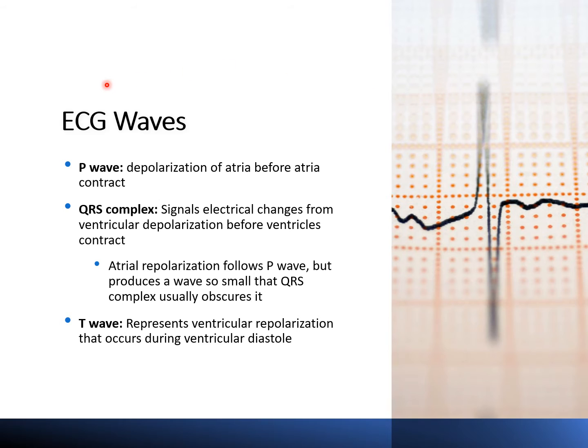So here are the ECG waves. We just talked about this on the last slide, but here's a little summary for you. You have that P wave that represents the depolarization of the atria before the atria contract. You have the QRS complex, which indicates ventricular depolarization. And then you have your T wave, which represents ventricular repolarization. So here's a bit of a summary for you just to indicate when each thing happens in that ECG wave.